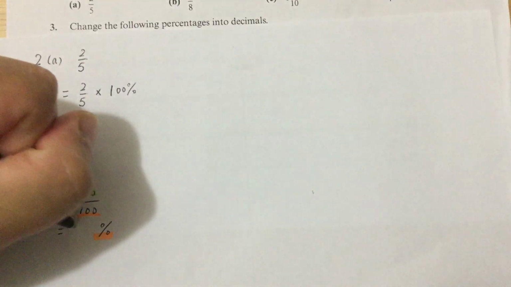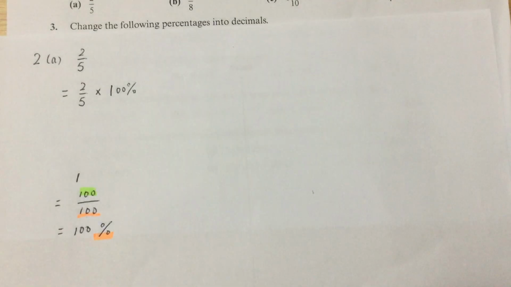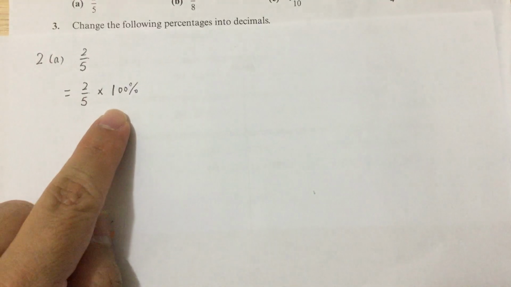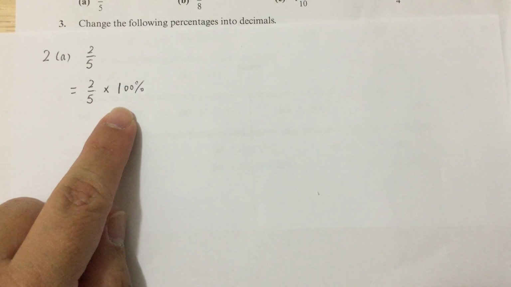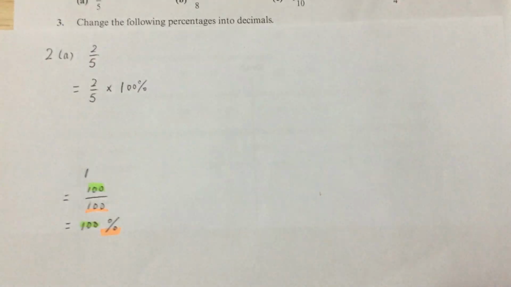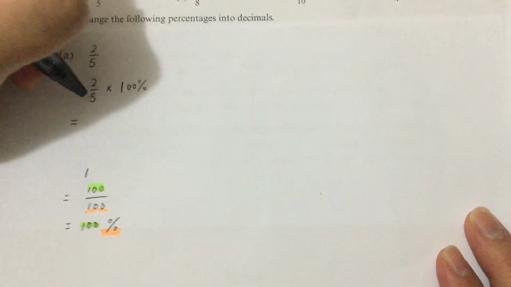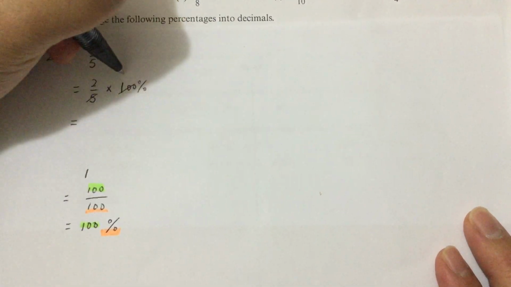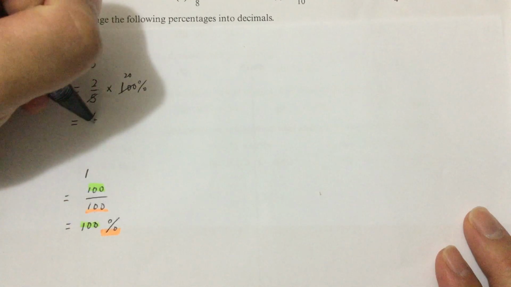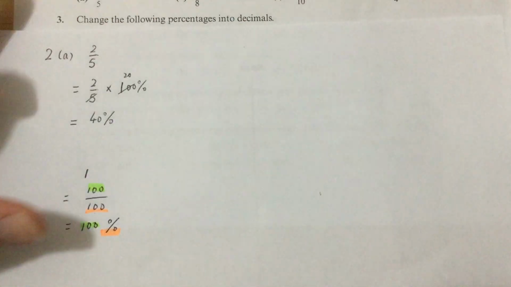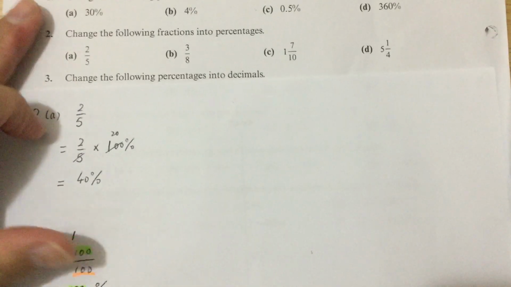Okay, here, just write it in front of the percentage symbol. So we will have something over 1. Every time we multiply by 100%, it remains unchanged. So we will multiply it and do the cancellation. 5 and 100, you have 20. So this time it is 40%. Okay, that's question 2A.